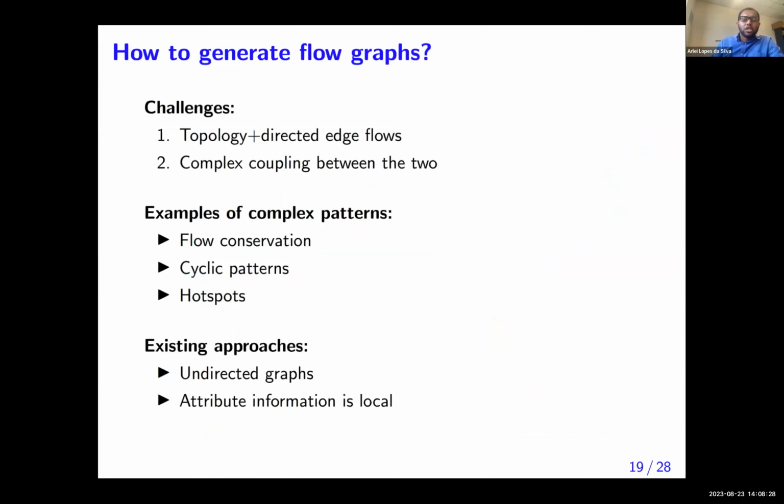So what is the challenge? Most of the models that have been discussed so far, even in both the talks today, assume that the graph is undirected, which is not true for flow graphs. There's direction. So how can you model that? And also, there's a very important coupling between flows and the graph topology. This gives some global properties that are hard to capture, as I described before. For instance, you have things like flow conservation, cyclic patterns, hotspots, and things like that. These are all properties that you can't really capture by looking at a single node. You have to look at a larger portion of the graph, and that becomes a problem for generative models.